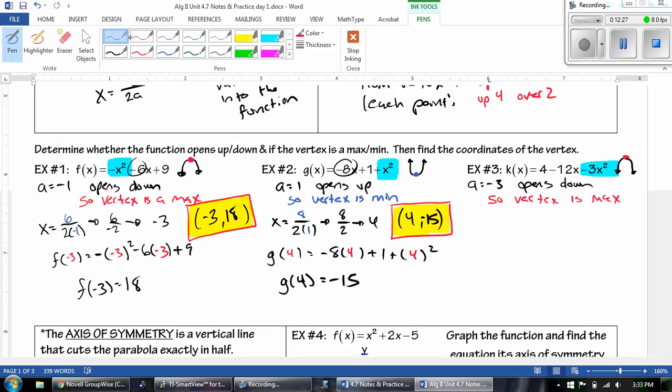All right, let's go ahead and pause the video to see if you can find out what your x value is. The opposite of b is 12 over 2a, and then after that, you're going to plug in to your equation. So we have 4 minus 12x minus 3 times x squared. Go ahead and pause the video and good luck.